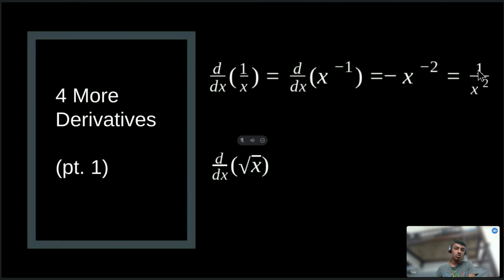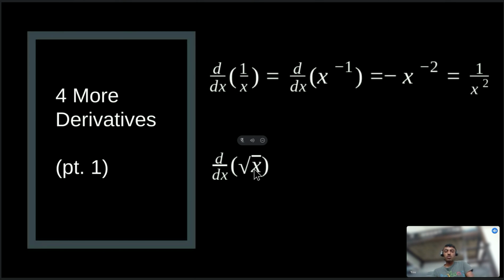And this equals, I made another error again. This should be negative 1 over x squared. So be careful when you're doing problems like this. Always check your work.